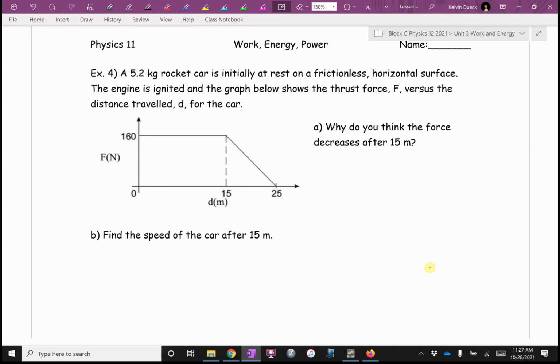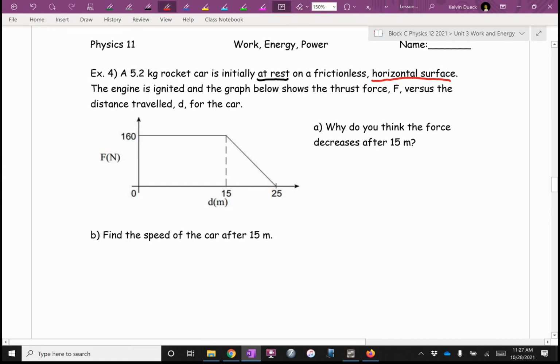A rocket car. Initially at rest, I would probably underline the words at rest. On a frictionless horizontal surface, I might also make note of that, because if we're horizontal, what's our change in potential energy? Okay. The engine is ignited, and the graph below shows the thrust force versus the distance traveled. I guess we get a constant thrust for a while, and now the engine is dying out. Make sense?